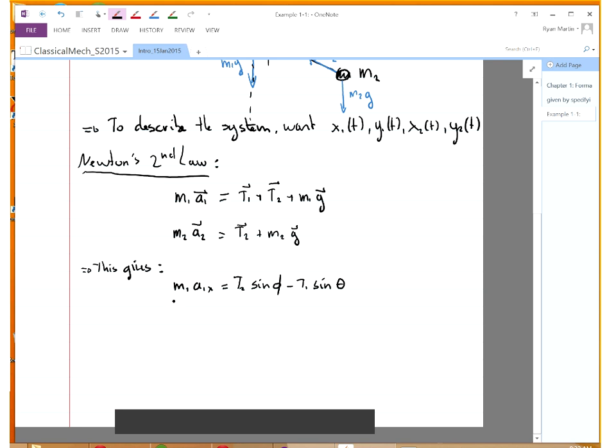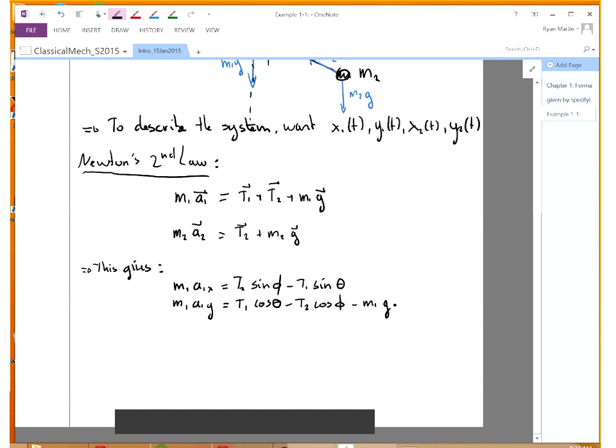If I do the y component, I have M1 A1y. So T1 has a component in the positive y direction, that's T1 cos theta. T2 is in the negative y direction, so that's minus T2 cos phi, and then minus M1g.